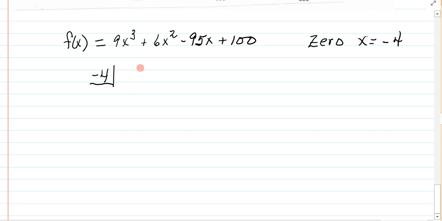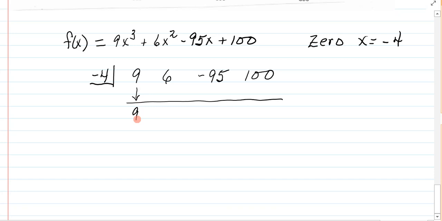degree function. All I need to write in here is a 9, a 6, a -95, and 100. Draw a line, bring down the 9. 9 times -4 is -36. Add for -30. -30 times -4 is positive 120. When I do that addition, I actually subtract, keeping the sign of the large one, and I get positive 25.